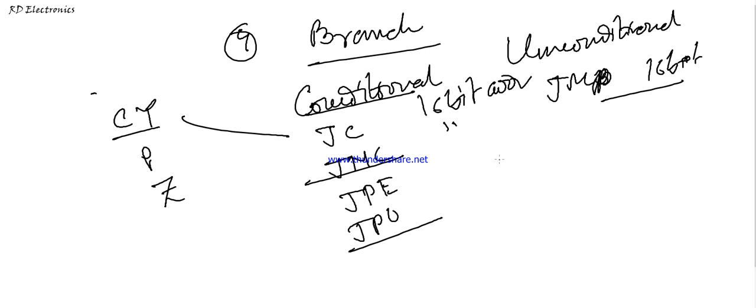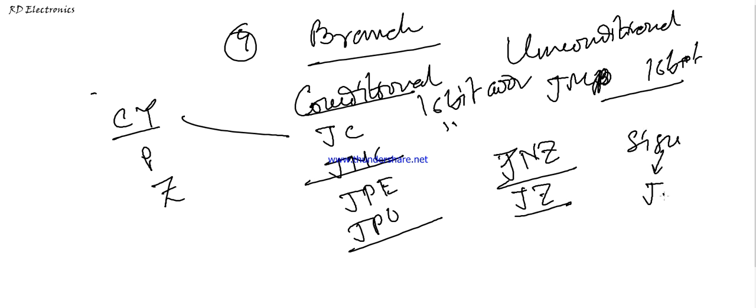Depending on this zero flag, there are two branch instructions available. One is JNZ, jump if no zero, and the other is jump if zero. And the last one, very important, sign flag. Depending on the sign flag, there are two instructions available: jump if minus and jump if plus or positive. And here also the operands are 16-bit addresses. So these are all known as branch and control.